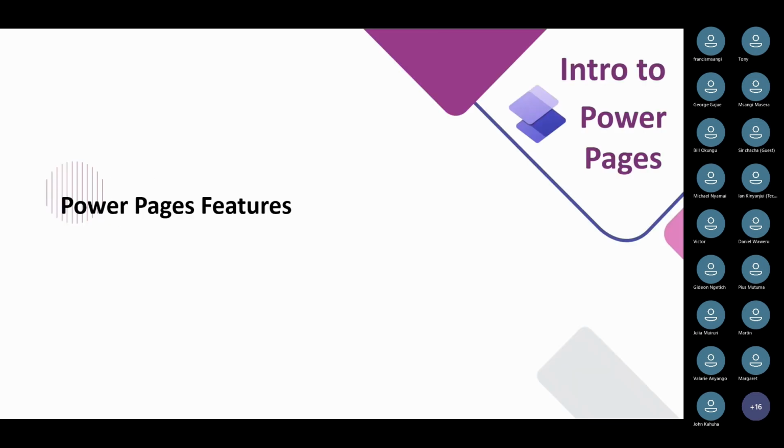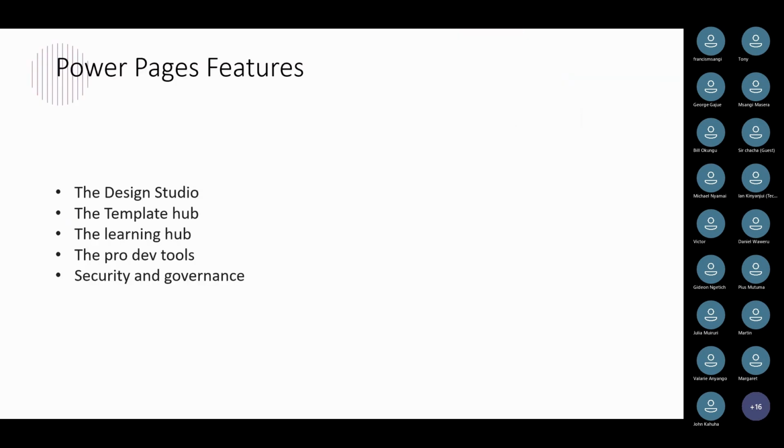Okay, so let's go to the features. We have the design studio, which is an easy drag and drop interface, whereby you can easily select a button and place it anywhere you want, select a text control and drop it anywhere you want, change the colors and so on. It also comes with a template hub, whereby you can select some templates that are there already.